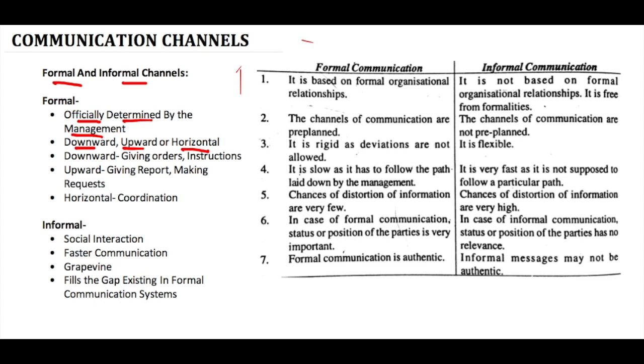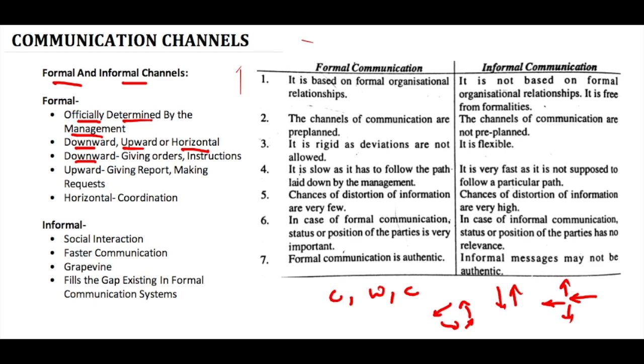So in all the three channels that we saw, chain, wheel and circle, it was either downward or upward in chain. In wheel it was horizontal from one direction to other, or vertical downward upward, and in circle it was again moving in a circle. It was moving in a circle, so it was either vertical or horizontal in nature.